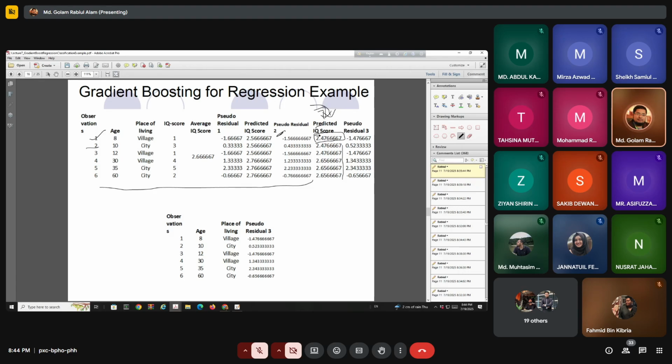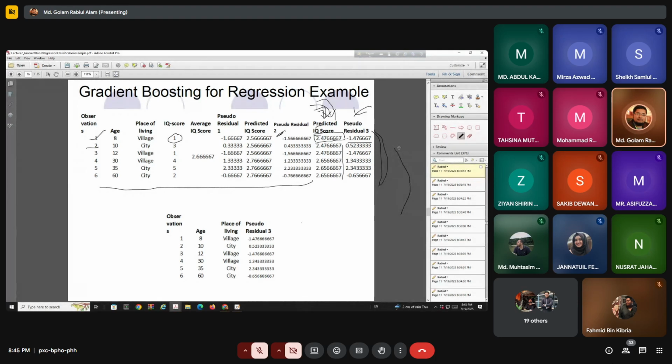And then after calculating the predicted IQ score, we have to find out the pseudo residual. This is the original IQ score, and then we have to subtract the predicted IQ score. Then we will get the residual. So negative 1.47. In this way, those are our residuals, and still we didn't get nearly 0, so we have to continue.